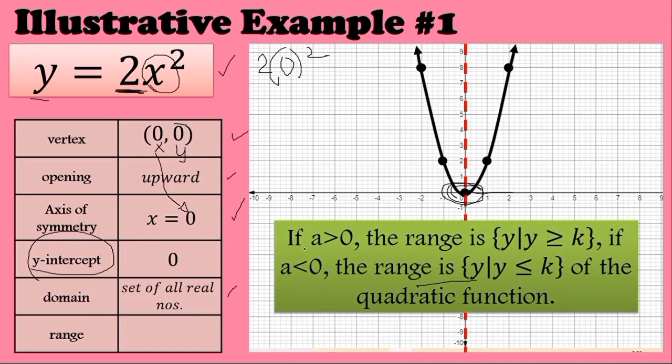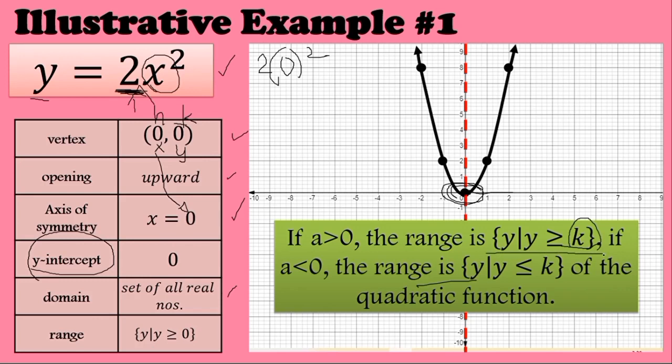The range, in this case, if a is greater than 0, our a here is greater than 0 because it's 2, the range is represented by a brace y such that y is greater than or equal to k. Take note, our vertex also means h and k. So what is the value of your k here? It's 0. So all you have to do is to replace this one with 0. So again, the range is y such that y is greater than or equal to 0.